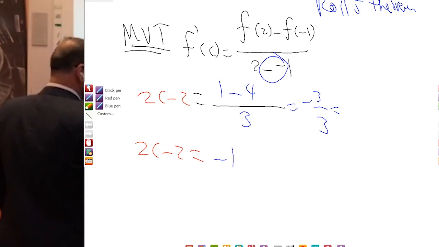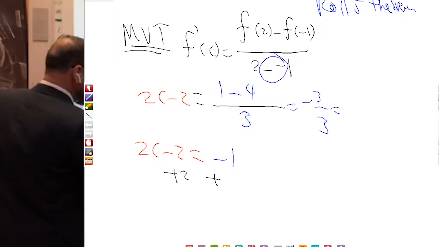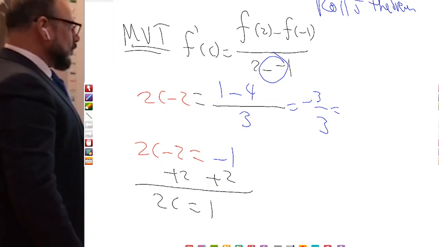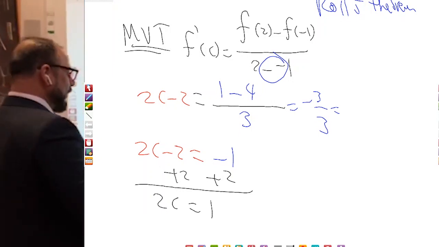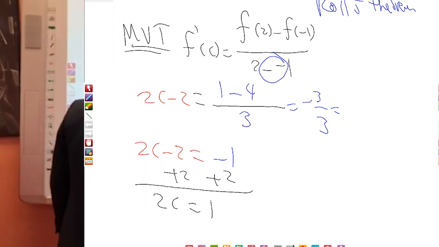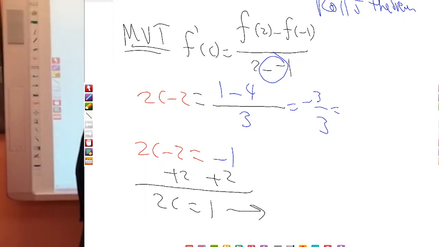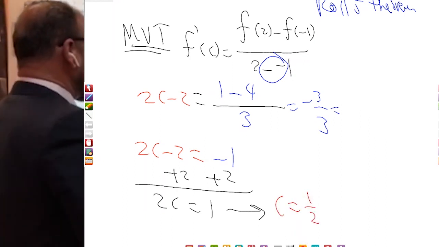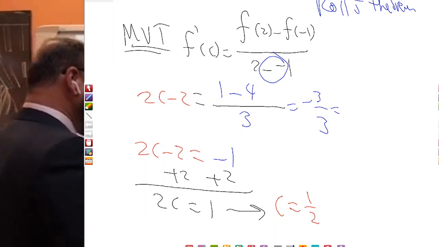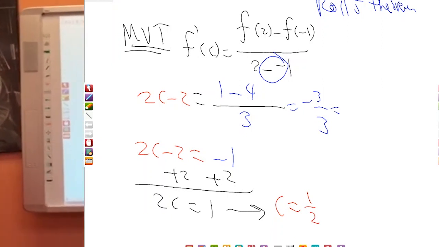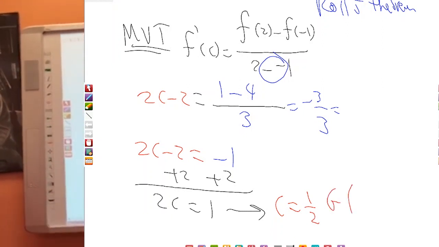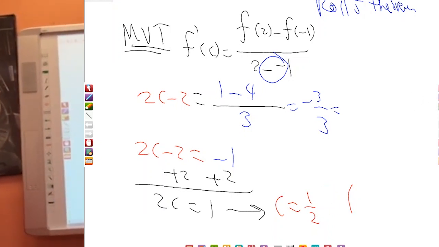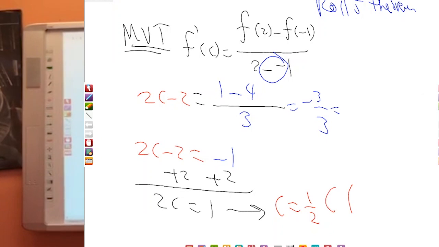Plus 2, plus 2. 2c equals 1. So c equals 1 half, which is still in that interval. Ismail, you know what's funny here? I'm going to ask you a hard question.